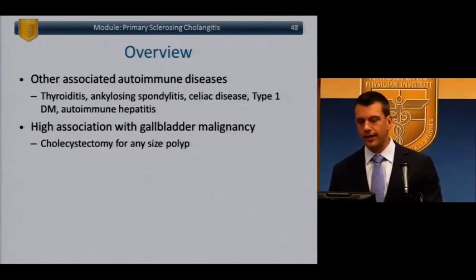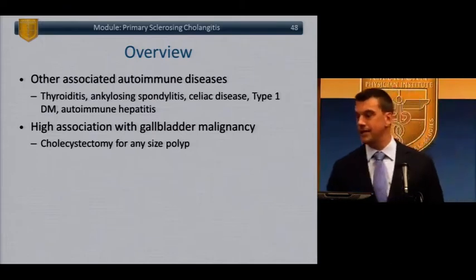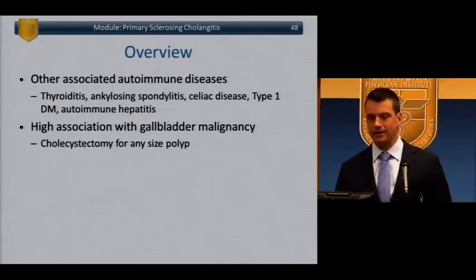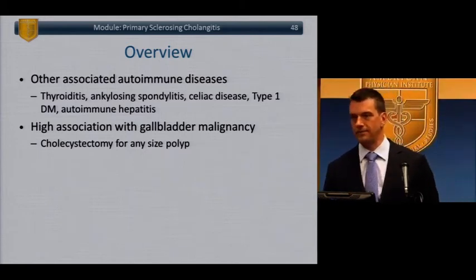There are other associated autoimmune diseases. This can be celiac disease, type 1 diabetes, autoimmune hepatitis, and ankylosing spondylitis. There's a very high association with gallbladder malignancy. So cholecystectomy for any size polyp in these patients.